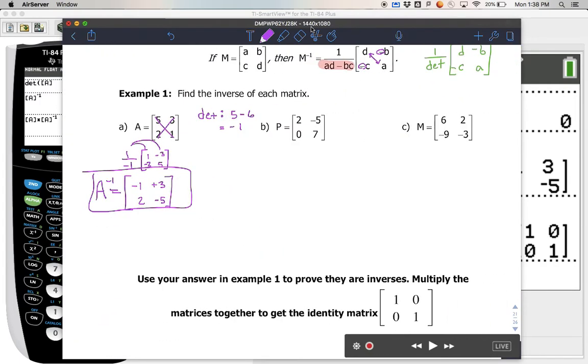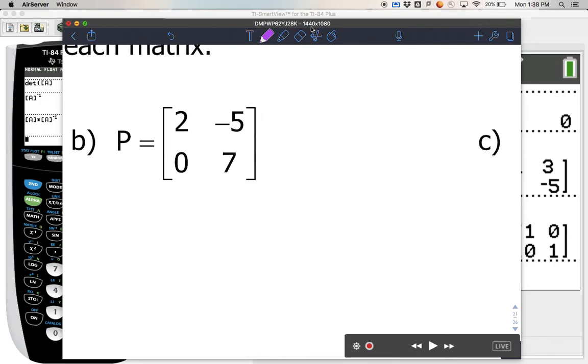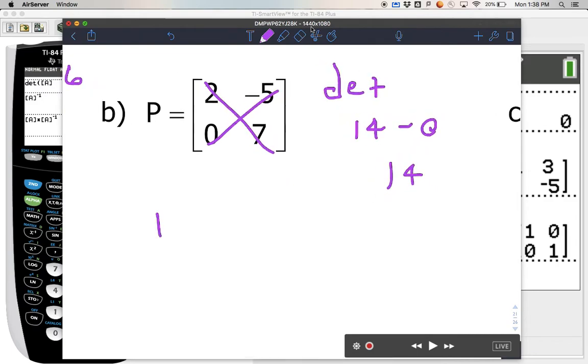And let's do a couple more inverse matrices here to see what's going on. So this one here, first find the determinant. So you got 2 times 7, which is going to be 14. And then minus 0 right there, which actually just comes out to 14. So this one's going to be kind of funky here because we got this weird fraction 1 over 14. Okay, so we're going to go 1/14. Remember, switch the 2 and the 7, and then change the signs in the -5 and the 0.